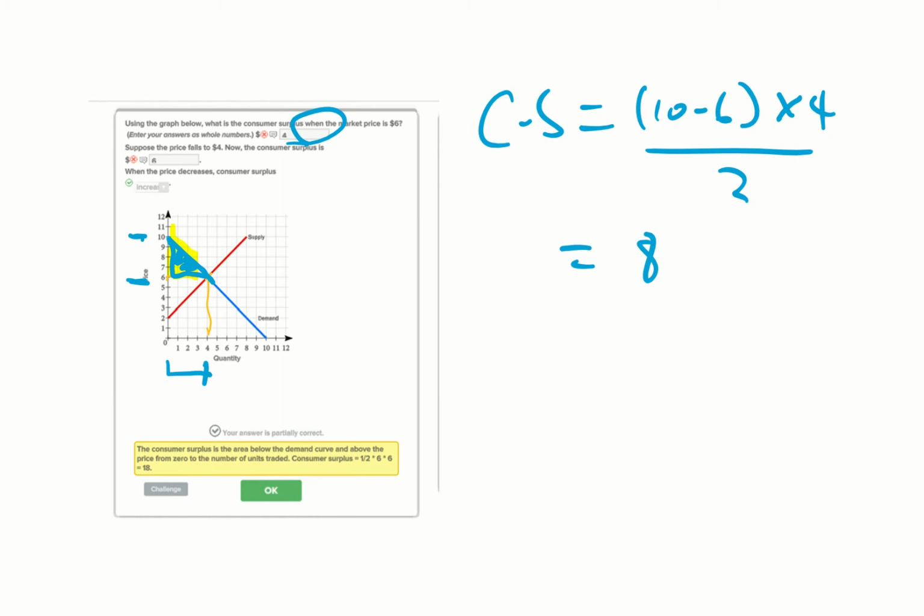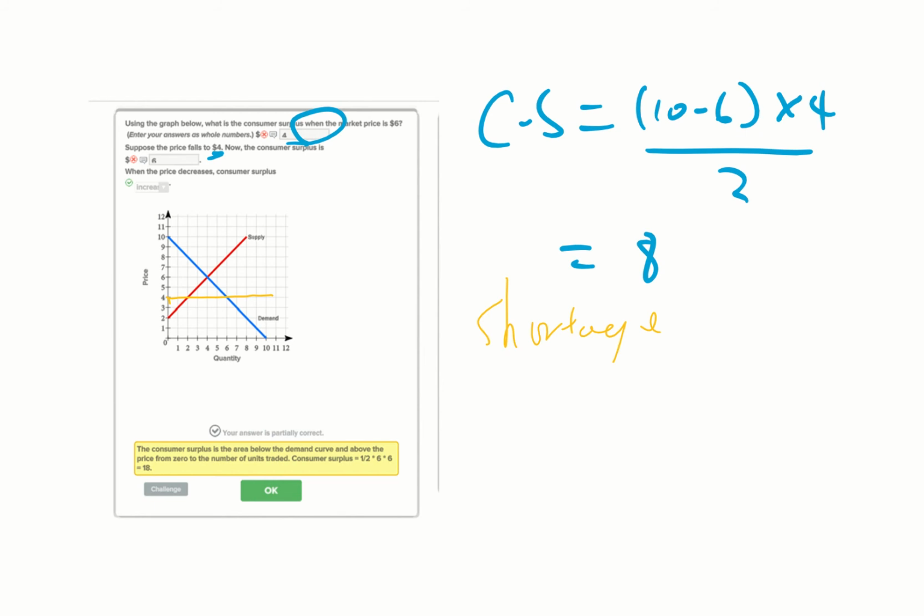Now, let's suppose the price falls. So price is no longer at 6. Price is now at 4. So at $4, what do we have? Let's draw a new price line. So at $4, it's $4. Now, from what you learned from previous chapters, when the price is below equilibrium, so at $4 now, we have a shortage in the economy.